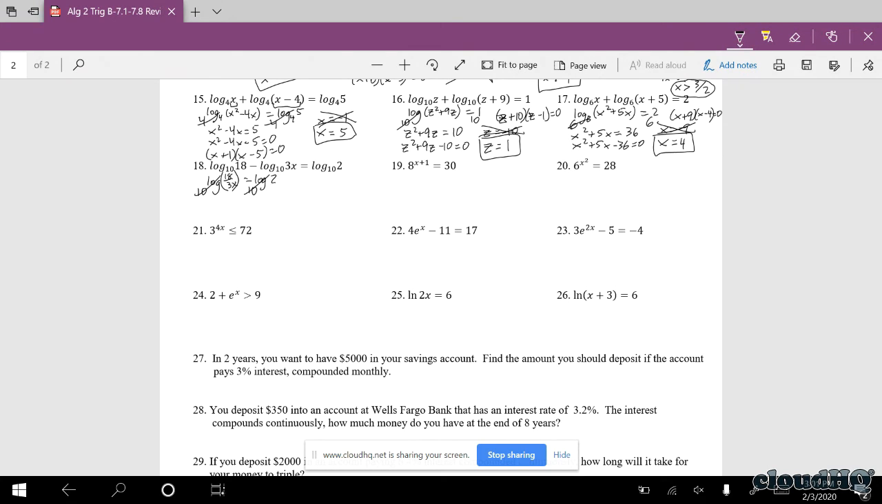Okay, so we get, that simplifies to 6 over x is equal to 2. I've multiplied both sides by x. So 2x is equal to 6. And so x has to be 3. Looks like that'll work. We don't have any extraneous solutions.